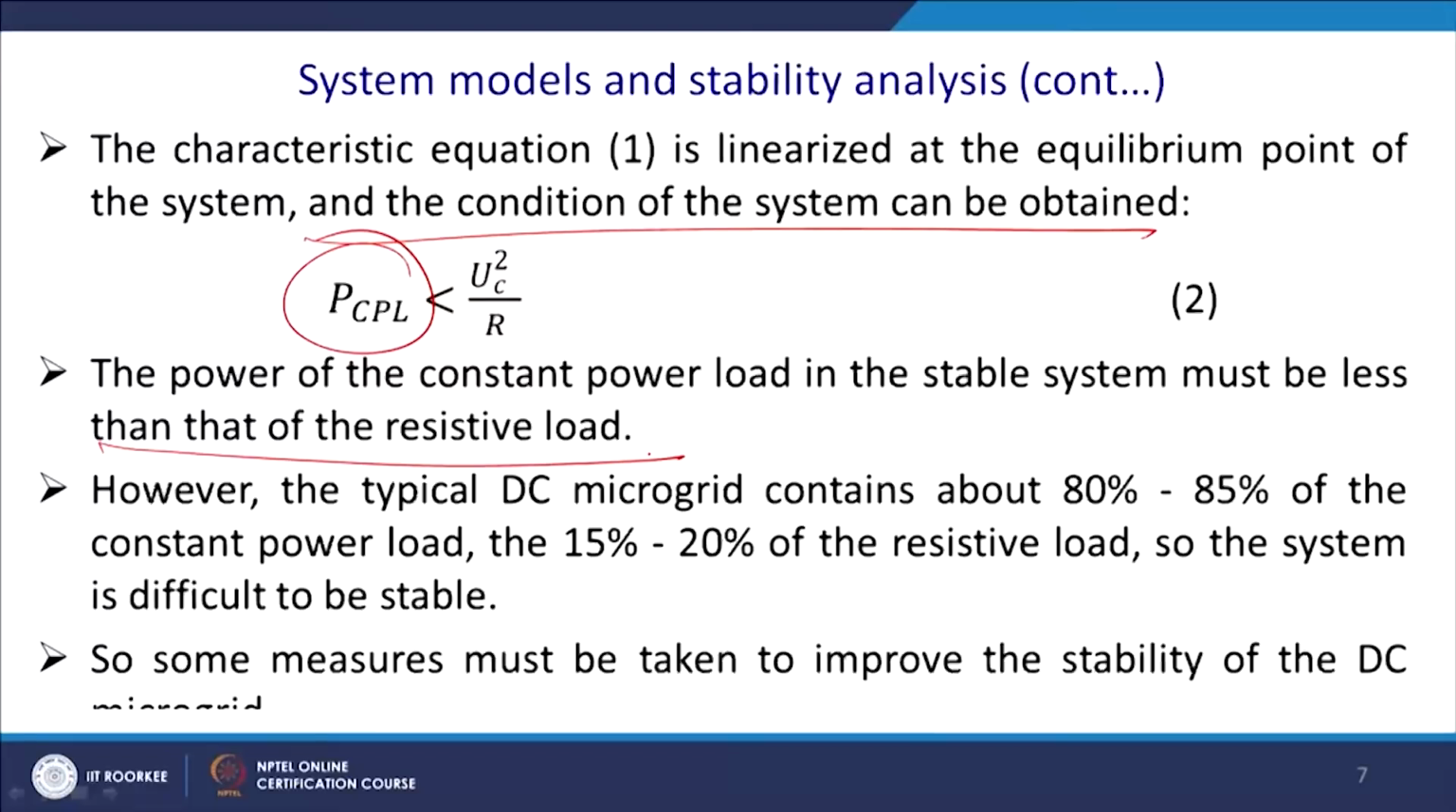However, this is one of the challenges: a typical DC microgrid contains about 80 to 85% constant power load. You have a huge constant power load, since ultimately all the SMPS in your laptops and desktops are constant power loads, and only 20% to 15%, that is the heating load, is resistive. So, it will face a lot of challenge in stability. For this reason we need to take some measures to ensure the stability of the microgrid.